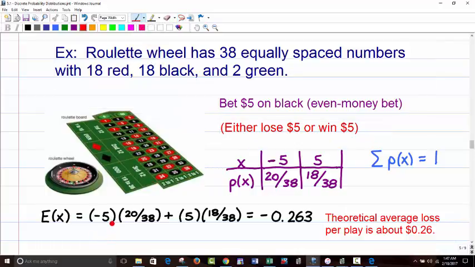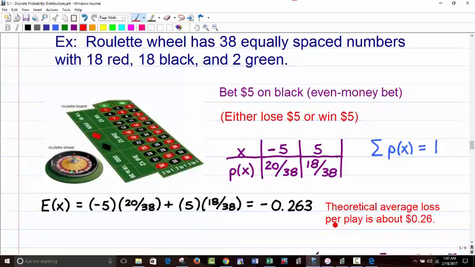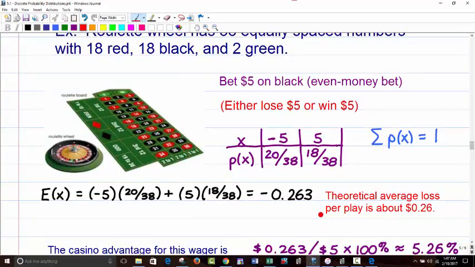So this expected value would be negative 5 times 20 over 38 plus 5 times 18 over 38. So on a $5 bet, you should basically lose about 26 cents per outcome. But if you're in a casino having fun, playing roulette for a little while, it's not going to be that bad. If you did this a million times, you're probably going to lose about $263,000. But who's going to do this a million times? It's fun to play there a little bit.